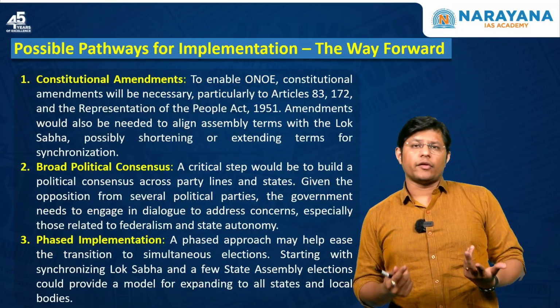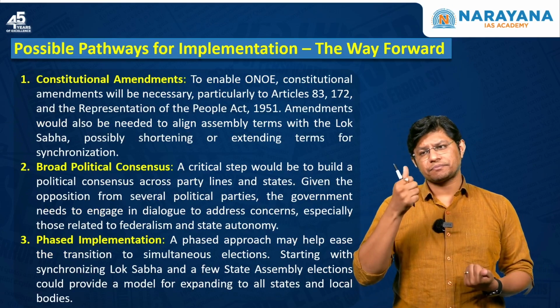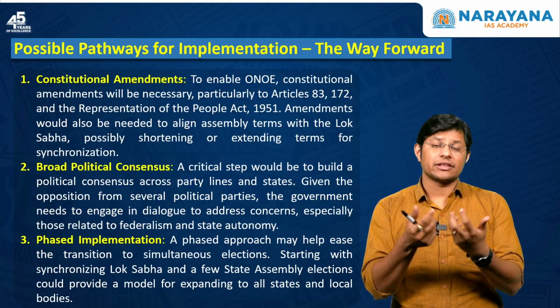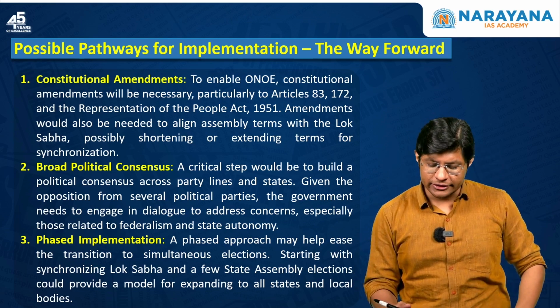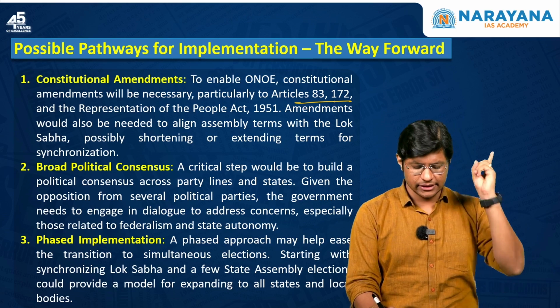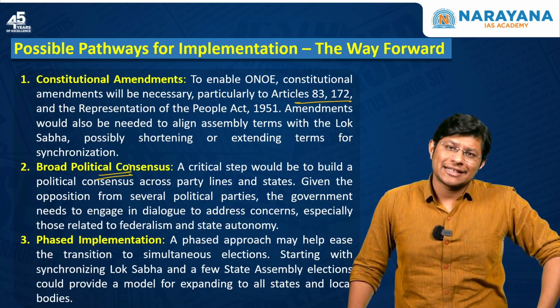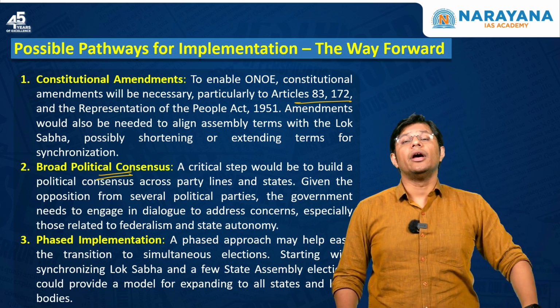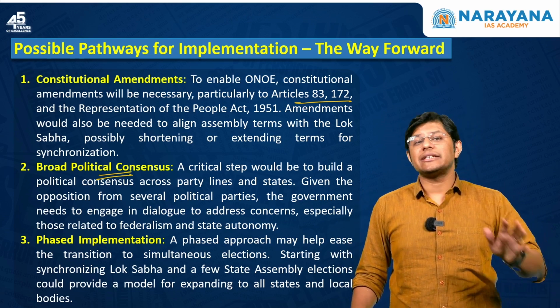Now, what is the way forward? First, if you are serious about implementing simultaneous elections, then we need to amend the Constitution, Articles 83 and 172, which we have already discussed. Second, it is very important to have a broad political consensus, which means as of now, the opposition political parties are opposing the simultaneous elections.